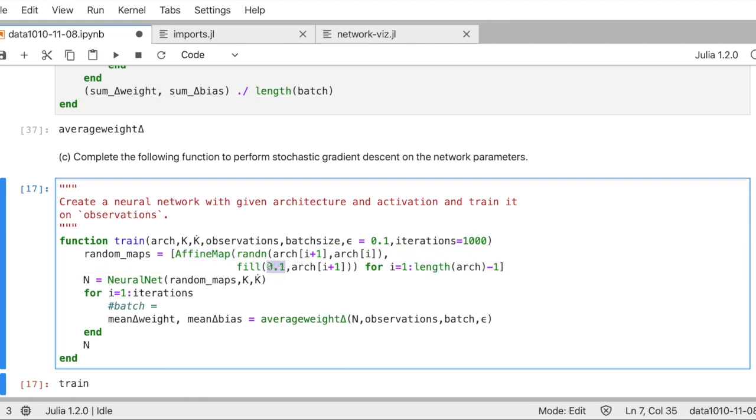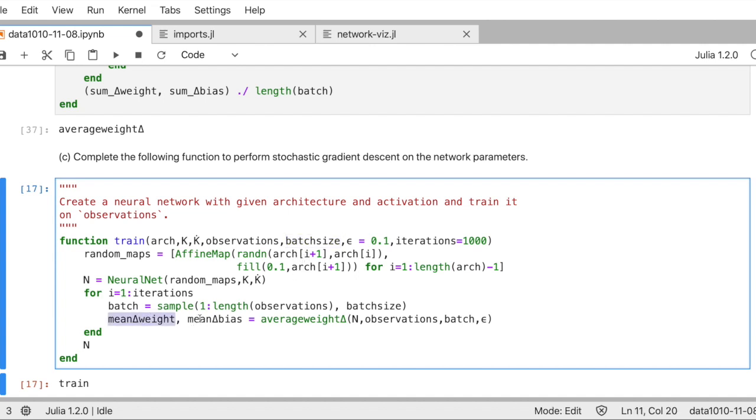Actually, the biases are just 0.1. The weights are random though. We form a neural network with those random maps and the given activation function k with its derivative k dot. And then for each i from 1 to iterations, we're going to form a batch, and that batch is just going to be a sample of observations. So we'll do this index-wise. We'll sample 1 to length observations, and the sample size is going to be batch size. So that's an argument to the train function.